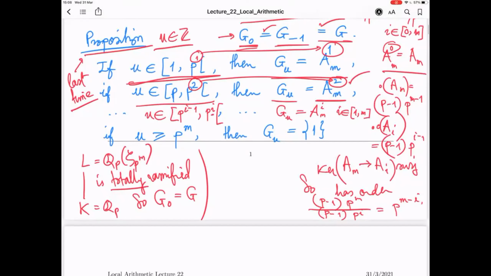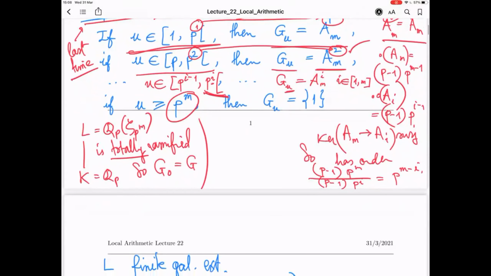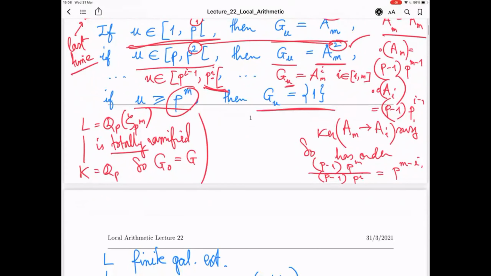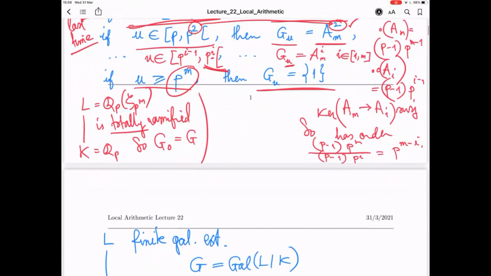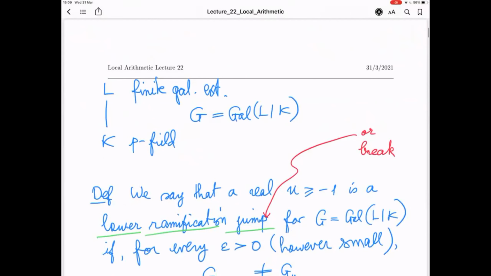But this u cannot be p to the m, because here p to the m is excluded when i is equal to m. But when u is greater than p to the m, then the group G_u is trivial. So that's what we had done last time. That is the ramification filtration for this extension in the lower numbering.